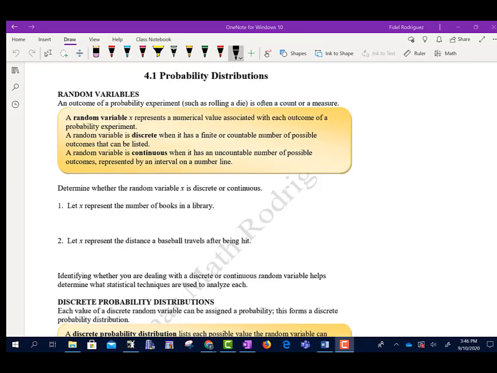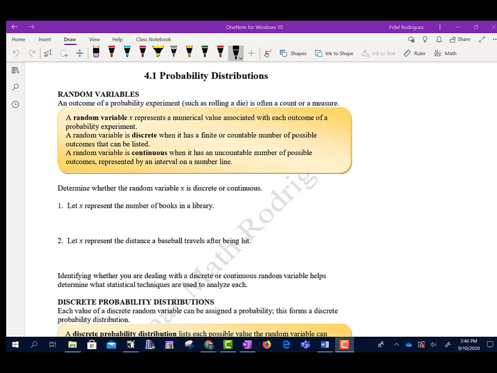Section 4.1 talks about probability distributions. So we're going to talk about a couple things called random variables. And it says an outcome of a probability experiment, such as rolling a die, is often a count or a measure. So a random variable x represents a numerical value associated with each outcome of a probability experiment.